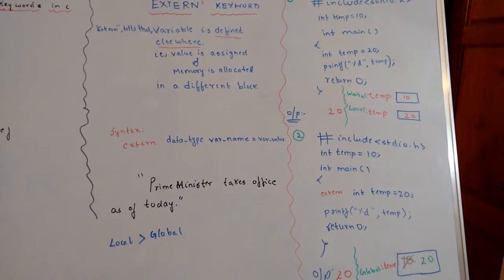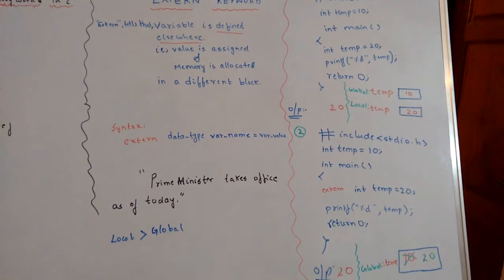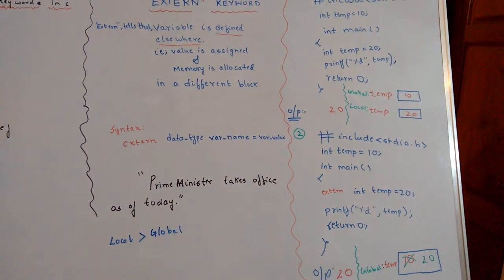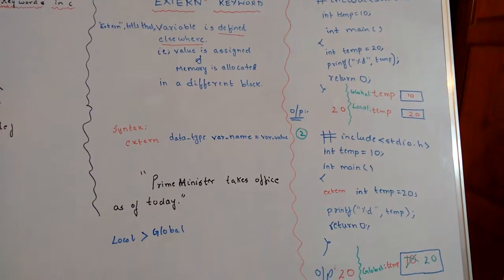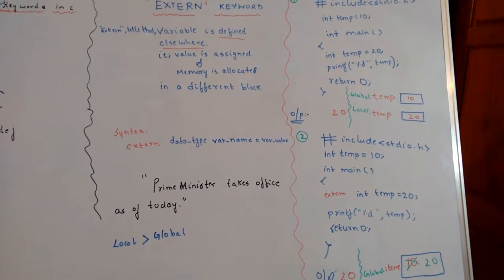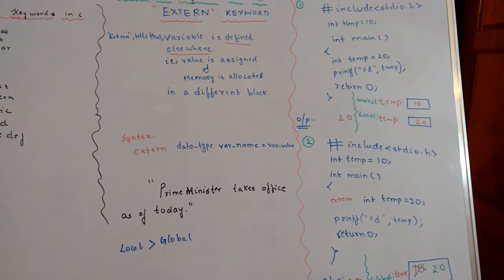Yes, that's what is happening. int temp = 10 is already defined somewhere else, and this is the use of extern. I mean, more on extern I would be speaking about in future videos, but I hope you have got a brief idea as to how extern works.